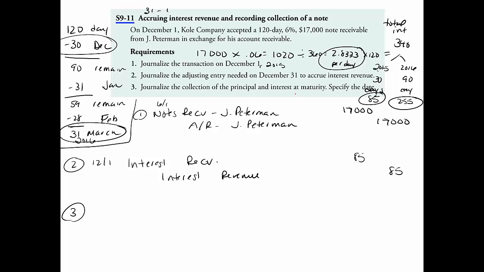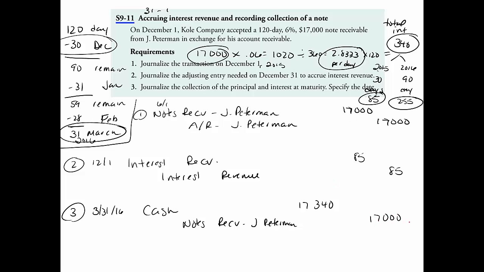Now I'm going to record the collection. So on March 31st, 2016, I'm going to record that. So the cash that I'm going to receive, they're going to pay me the principal plus the total interest. So they're going to pay me $17,340. I'm going to credit notes receivable to show that they don't owe that anymore. And we put $17,000 into notes receivable, so that's what we need to take out of notes receivable.